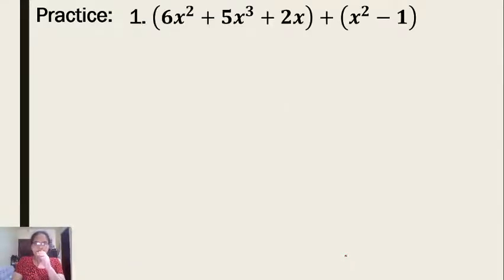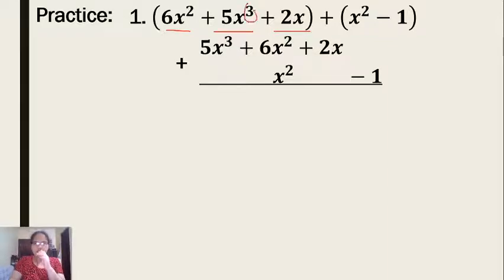So let's have some practice. How do we add the polynomial 6x squared plus 5x cubed plus 2x and x squared minus 1? You can arrange the terms from the variable with the highest exponent down to the least exponent. We start with the exponent 3, followed by the variable having 2 as an exponent, and lastly the variable with an exponent of 1. So when we rearrange it, we start with 5x cubed, and then 6x squared, and then 2x.